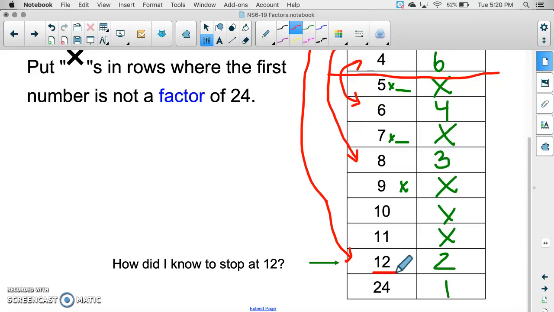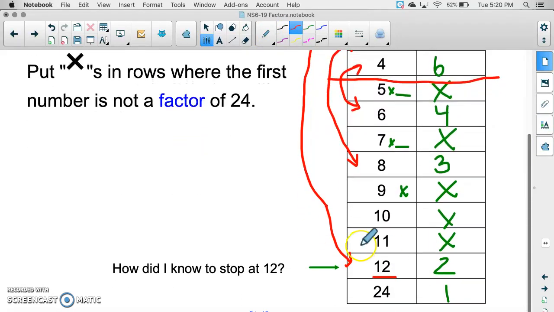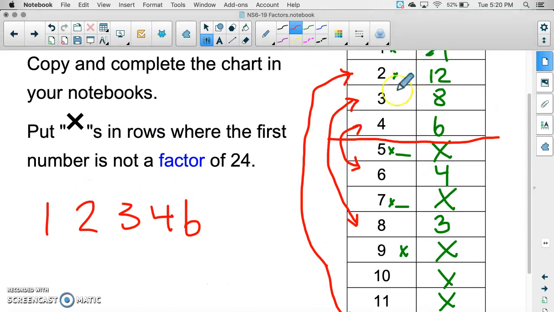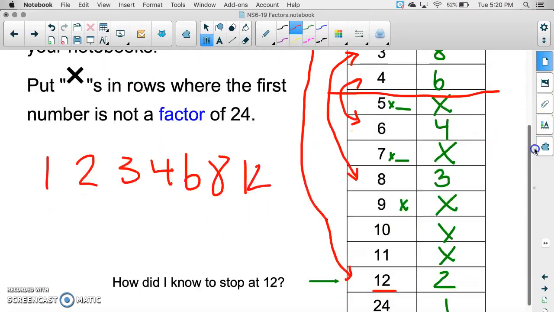Well, we know that because 12 is half of 24. We don't need to check any further. We don't need to check 13 or 14 or 15 because we know there's nothing to multiply that by to get 24. So charts are another great strategy for checking to find the factors of 24. So we know based on this chart that 1, 2, 3, 4, 6, 8, and 12 are all factors of 24.